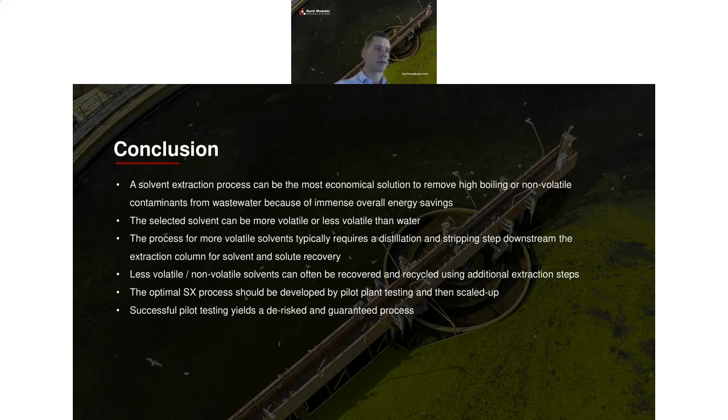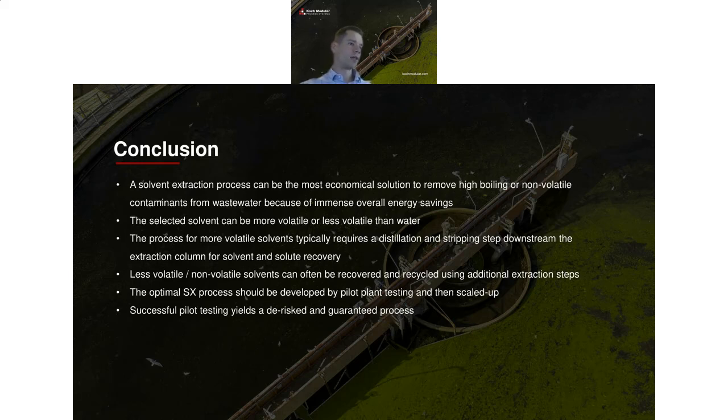That selected solvent can be more volatile or less volatile than water, and that's going to impact the downstream solvent recovery operations. Like I went through in those initial slides in the case studies, if you have a more volatile solvent, typically you're going to have distillation downstream. And if you have a less volatile or non-volatile solvent, typically you're going to have one or possibly two extraction columns downstream.